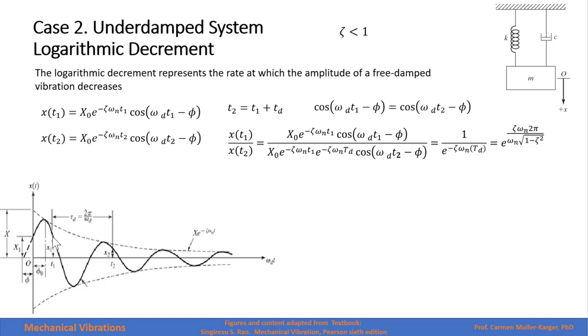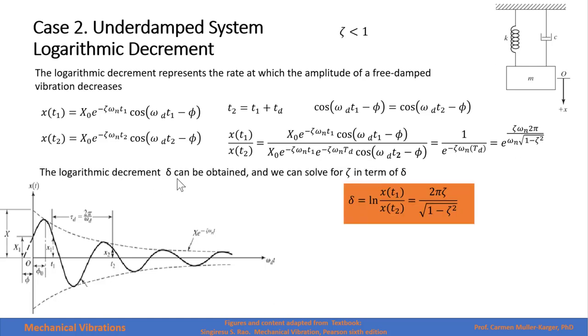The cosine function repeats itself every cycle. So we can cancel these two terms. We cancel also the amplitude x0. You see we have t1 here, this cancels out as well. And then we get only e to the negative zeta omega n times the period. And the period, as you know, is 2 pi over omega d. And omega d is omega n square root of 1 minus zeta squared.